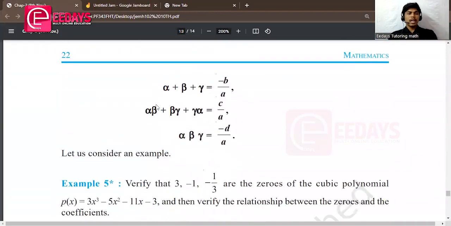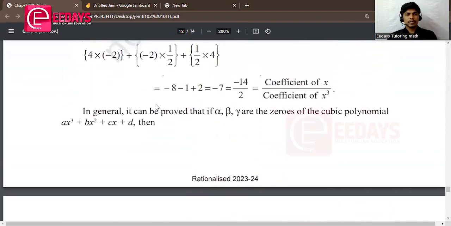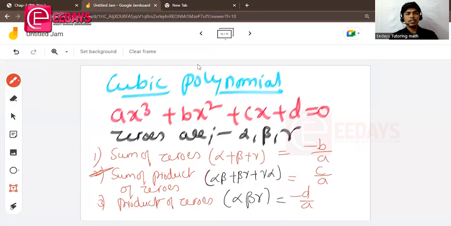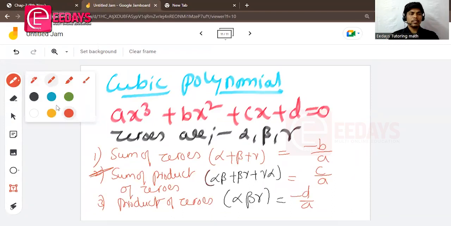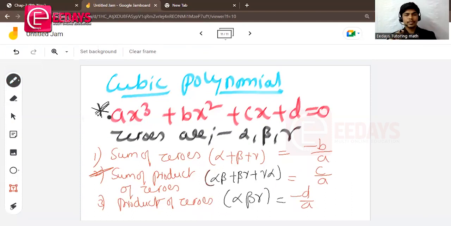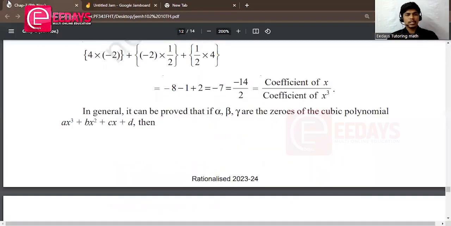Alpha plus beta plus gamma is equal to minus b by a, alpha beta plus beta gamma plus gamma alpha is equal to c by a, and alpha into beta into gamma is minus d by a. I hope you understand. We can prove that alpha, beta, gamma are the zeros of the cubic polynomial ax cube plus bx square plus cx plus d. I already wrote all of this for your reference. You just take the notes without seeing the textbook. So these are the three zeros: alpha, beta, gamma. Let's solve the questions.